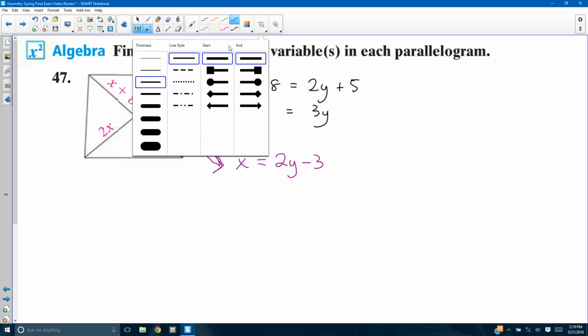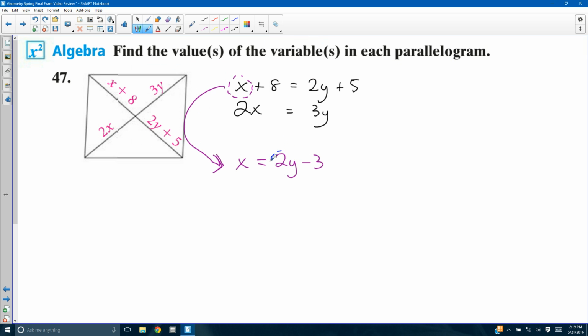Now I get to take this 2y minus 3 and substitute it in for x up in this equation here, the other equation I have not yet used. That'll be 2 times (2y minus 3) equals 3y.